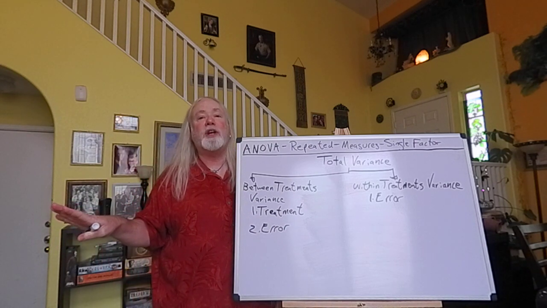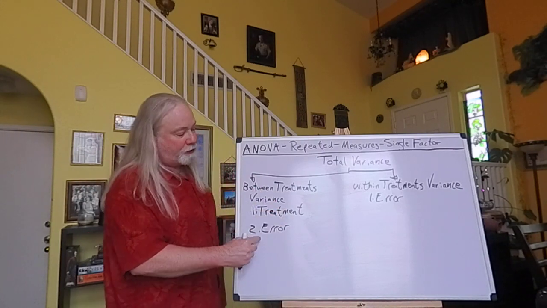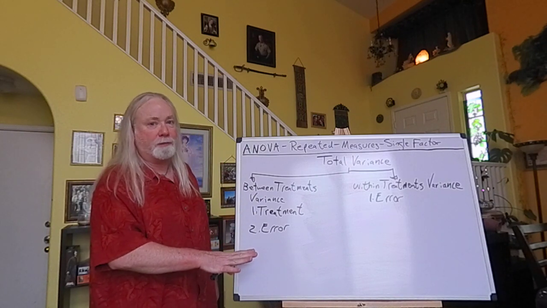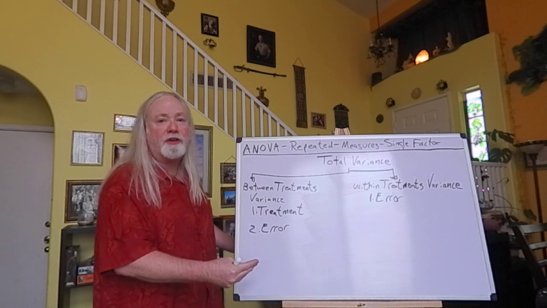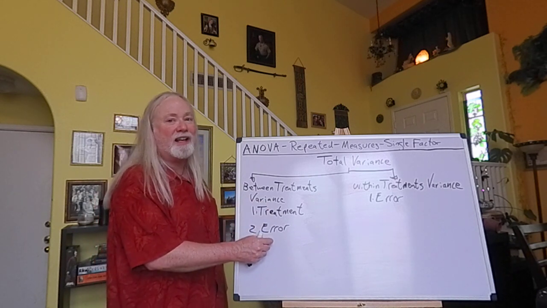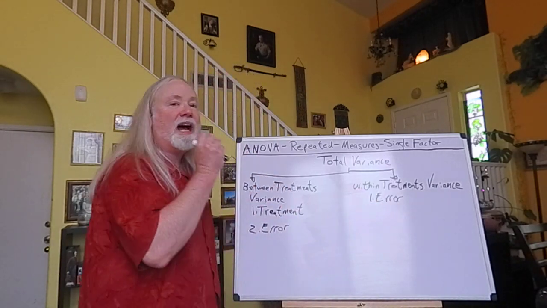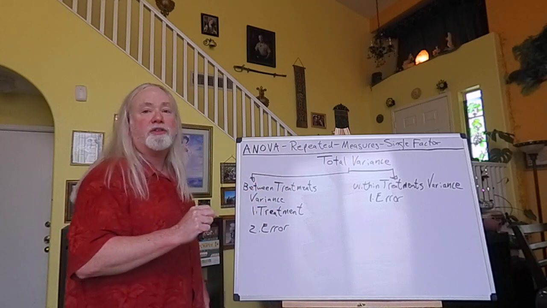It just can't exist there because we're comparing people to themselves, not to different strangers. So this error is naturally free of individual differences. So just regular sampling error, measurement error, other sources of error, there's still error. But individual differences can't live here. But over here on the within treatment side, we can still have individual differences, even with a repeated measure study.